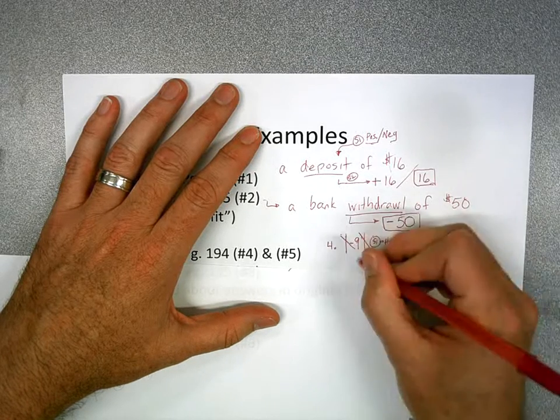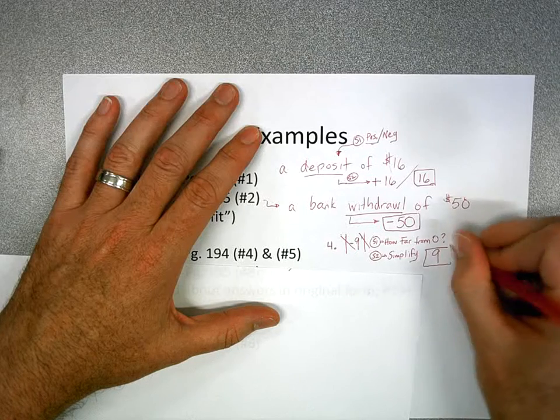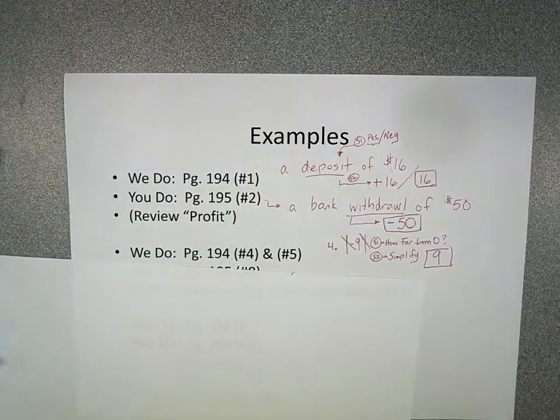So our answer, ladies and gentlemen, is 9. Negative 9 is 9 spots away from 0 on a number line.